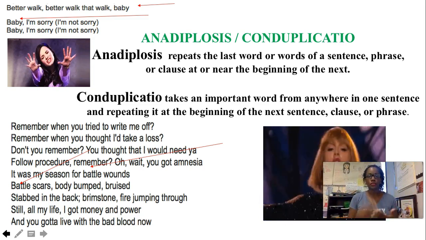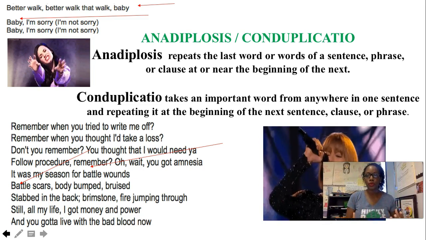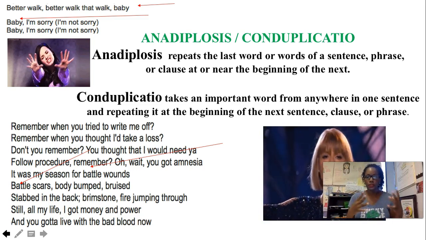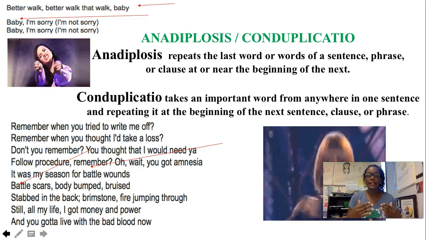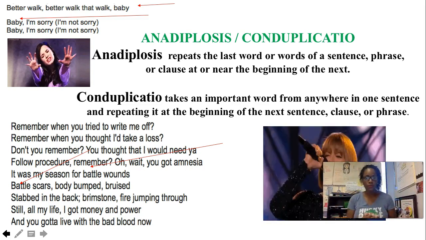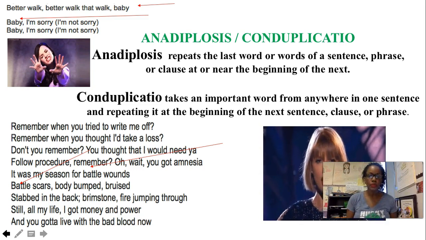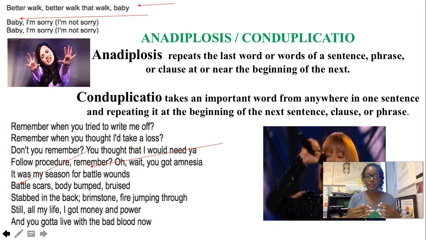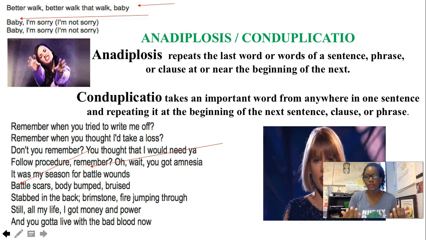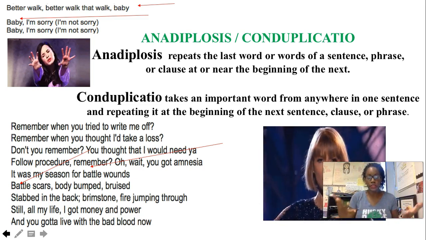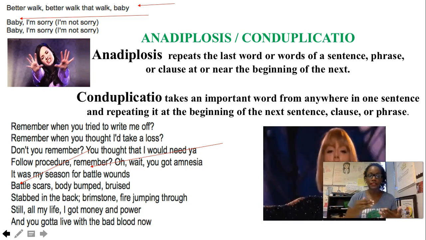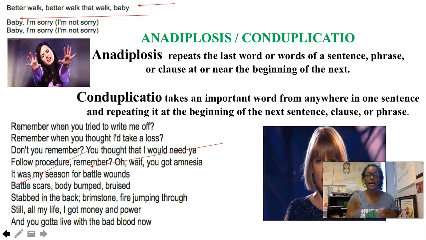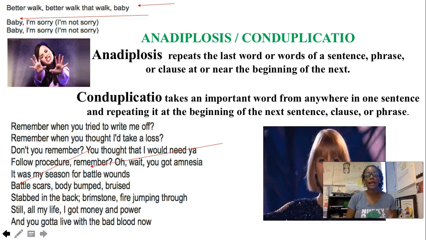Then we can look at conduplicatio, which takes an important word from anywhere in the sentence. So not necessarily the last word, but anywhere in the sentence, or the clause or the phrase, and repeats it again at the beginning of the next sentence or clause or phrase. So if we look here at the bottom, I have an arrow there. Battle is where it says "battle wounds," but battle is the key word here. It's an important word in this song. And then we see the word battle repeated as the first word in the next line of the lyrics. Okay, so we have anadiplosis, and we have conduplicatio.